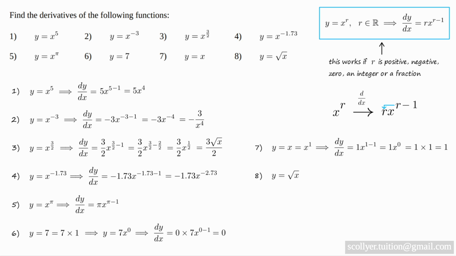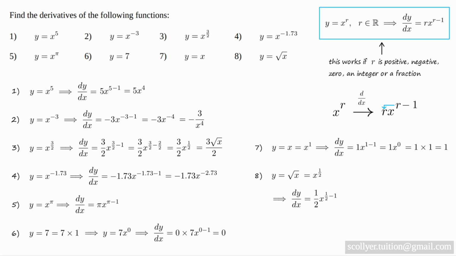Problem 8. y equals the square root of x. And we note once again that this is not in the form required by the rule, but we can rewrite it into the correct form because root x equals x to the power 1/2.